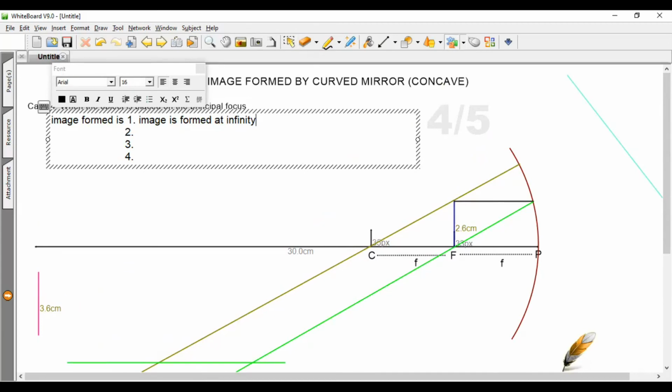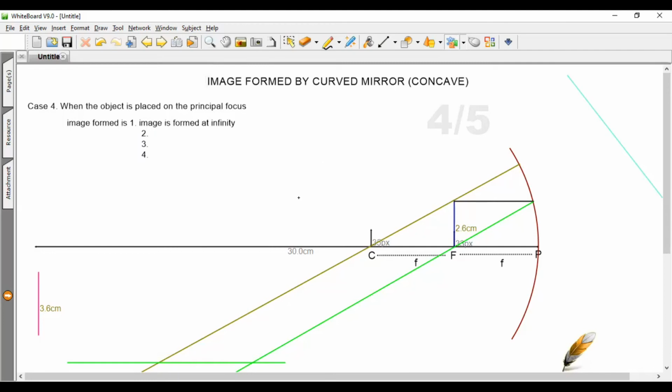And see how the rays of light keep traveling downward. Okay, the image is formed at infinity. We don't know if it's real, we don't know if it's virtual, we don't know if it's anything, but it's going to be formed at infinity because we can't see it on the screen right now. We leave it as that. Let's move on to case 5, which is the last case.